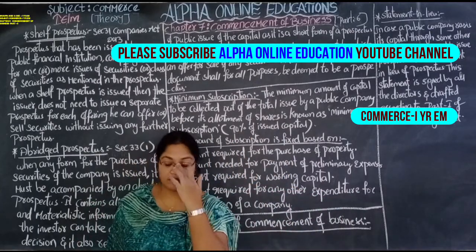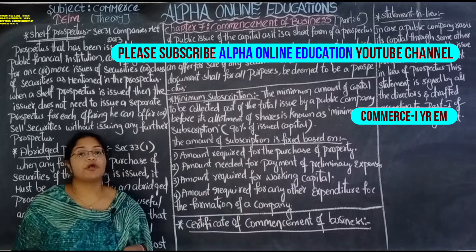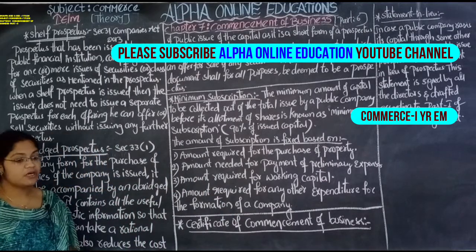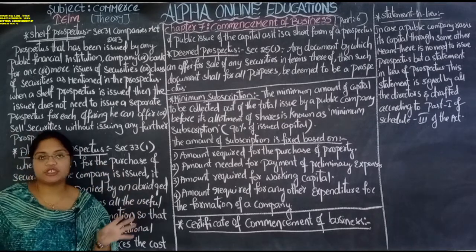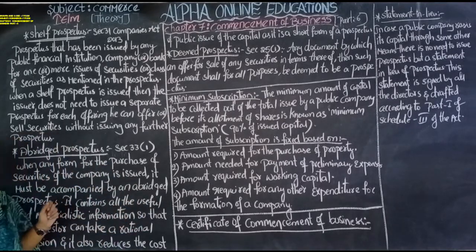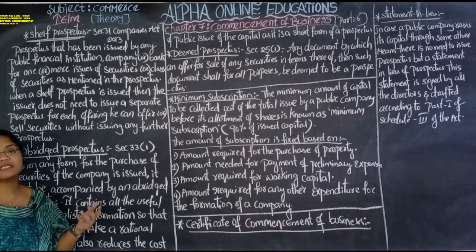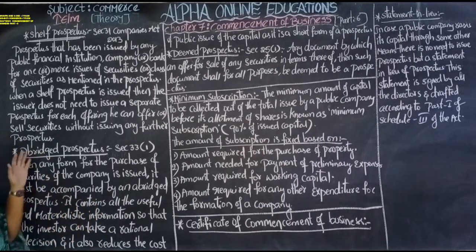Commerce theory part for the first year's English medium chapter that we are dealing with. That is the 7th chapter, Commencement of the Business, and this is the last session of this chapter, the 6th session. Whatever types we have left from the previous session, the 5th session, we will cover in this session. So the next is shelf prospectus.